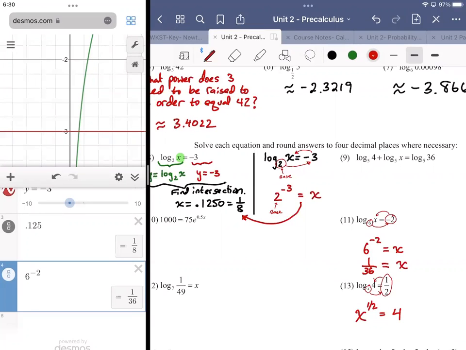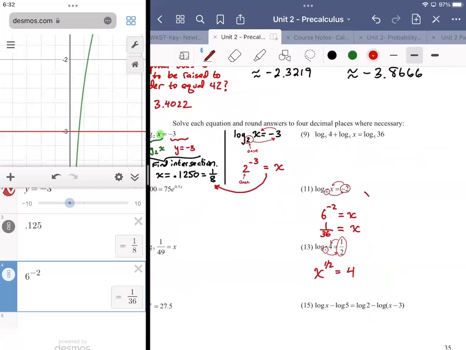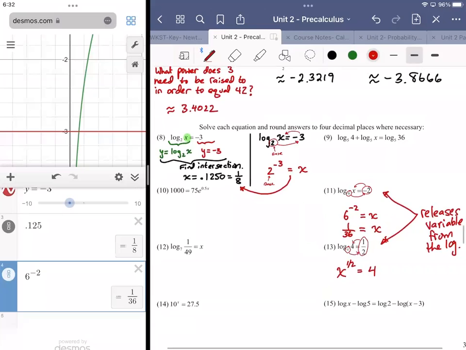Now, this technique, whether it's in number 8, number 11, number 13, they all have something in common. And that was the variable x was part of the logarithm. The idea is that we want to try to release the variable from the logarithm. This technique releases the variable from the log. But if you compare that to something like number 12, you look at that and say, well, I don't want to use this technique because the x is not trapped within the log. It's not imprisoned in the logarithm. This I just chuck right into the calculator and call it a day.